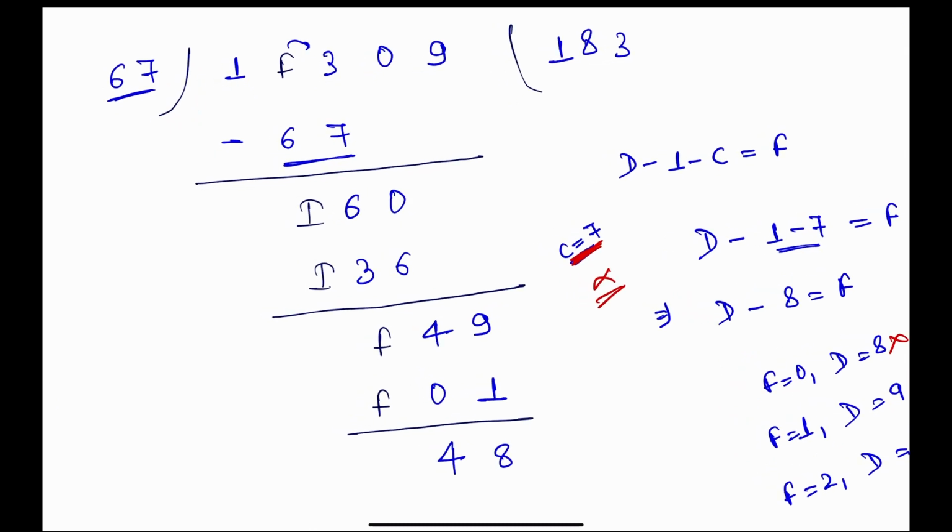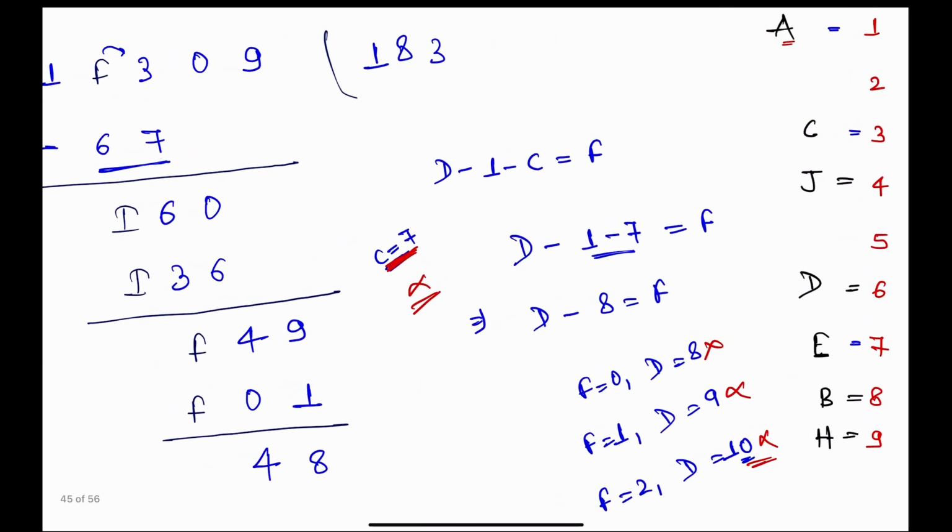It's easy to do. 67 into 8, how much? 7 8s are 56, 6 carry 5. Or let's not solve this way. 67 into 8: 60 into 8 is 480, plus 56 is 536. So I is 5.